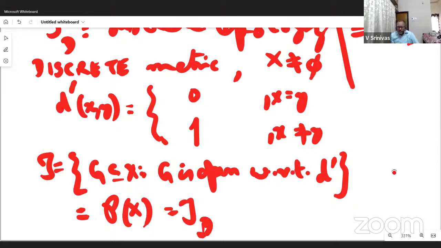So this is the discrete metric. The usual topology coming out of this metric is the discrete topology, that you can verify. You have to take a general subset of X and show that it is open with respect to this metric. That you can try as homework.